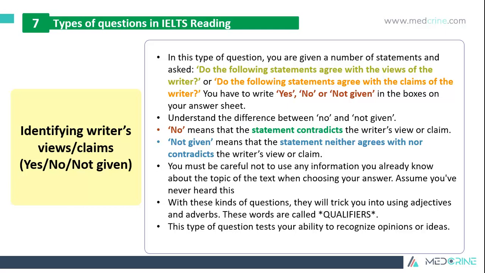So in this type of question, you need to understand the difference between no and not given. No means that the statement contradicts the writer's view or the claims. And when we say not given, we mean that the statement neither agrees nor contradicts the writer's view or claim. And with this kind of question, they'll trick you by using adjectives and adverbs or qualifiers, and normally this is a question that tests your ability to recognize opinions or ideas.